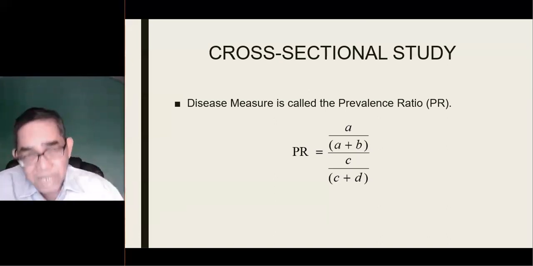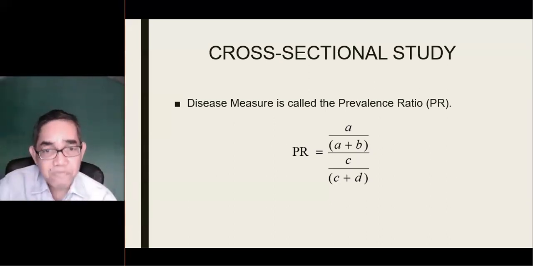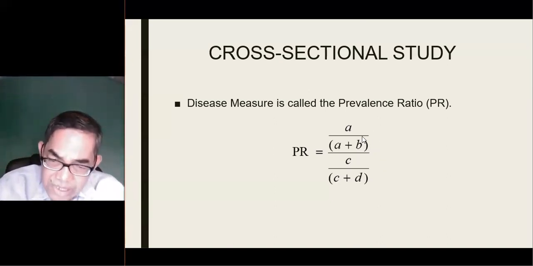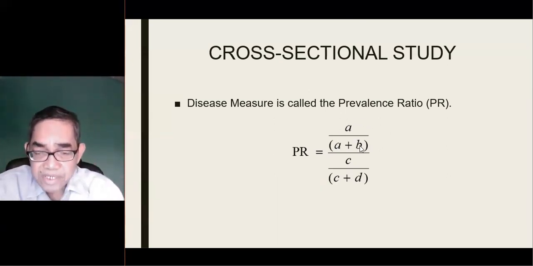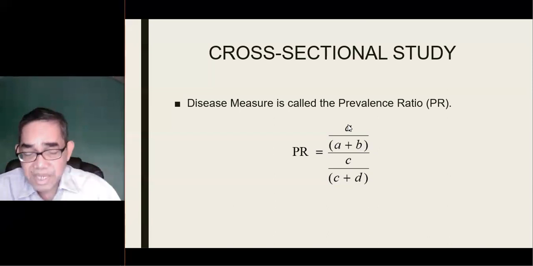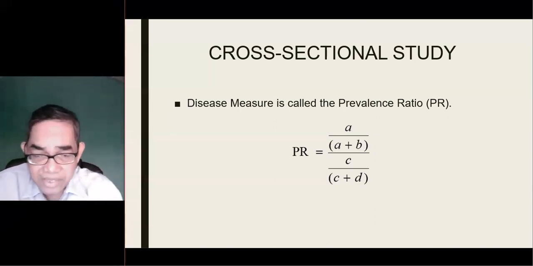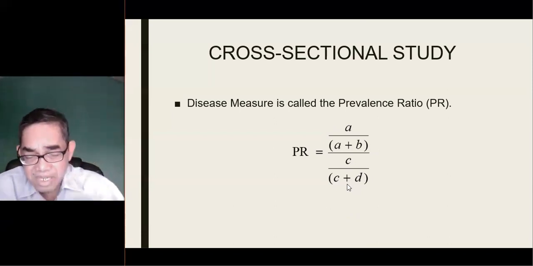But we can generate hypotheses. We can say that probably if you are exposed, that exposure variable can be a risk factor for the disease. Now, if the prevalence of the disease among the exposed, that's the numerator, is lower than the prevalence of the disease among the unexposed, then we can say that if you are exposed, you are protected from the disease. So the prevalence ratio is less than 1 if the prevalence of the disease is lower among the exposed than among the unexposed.